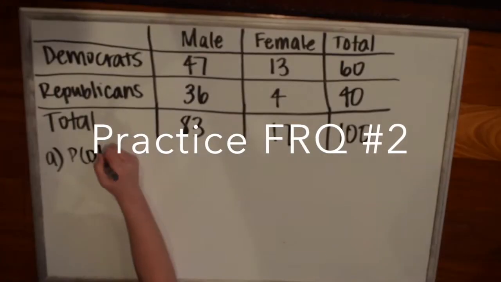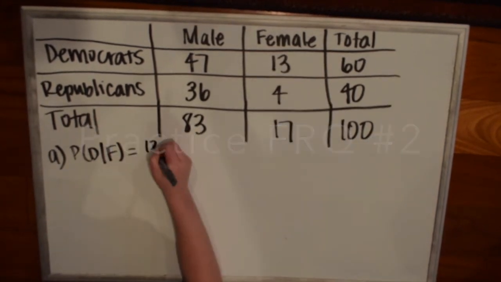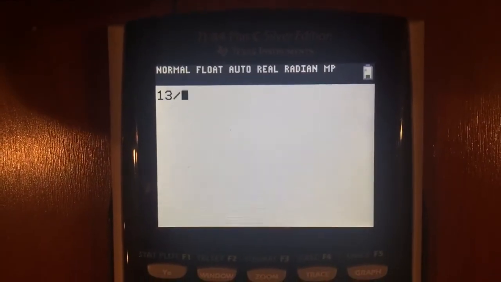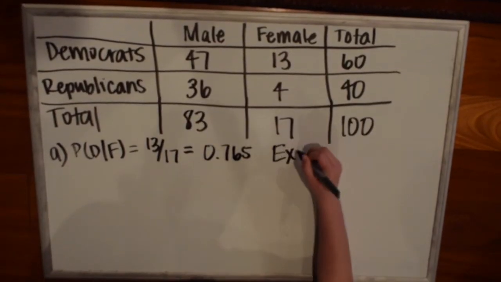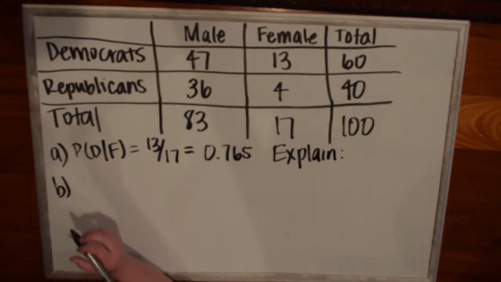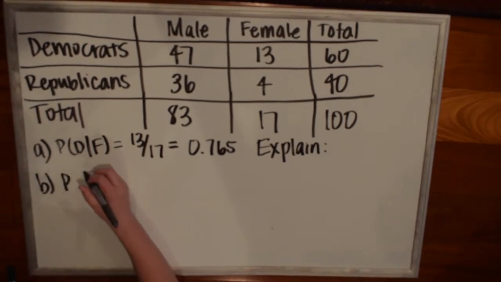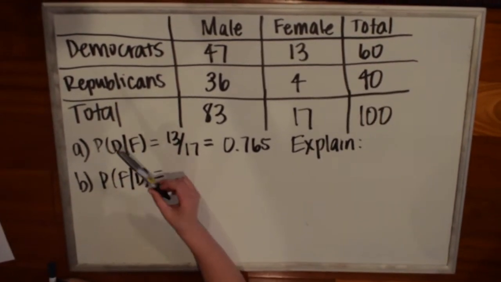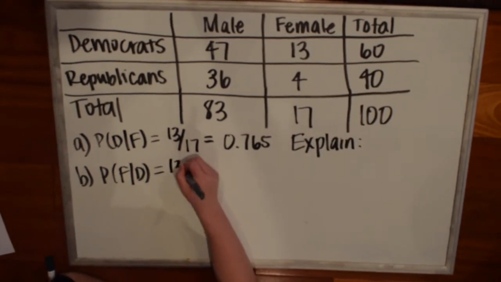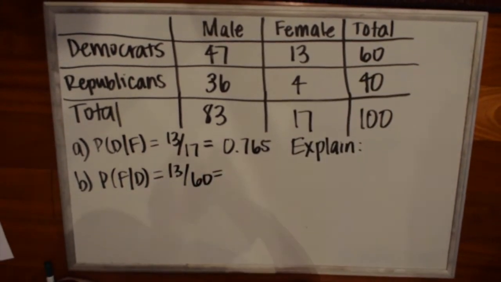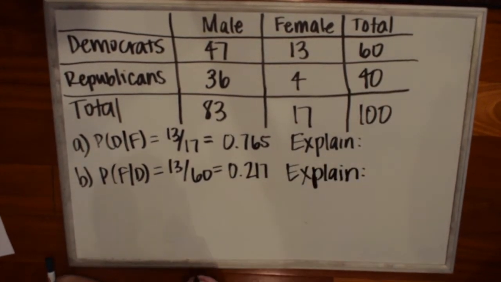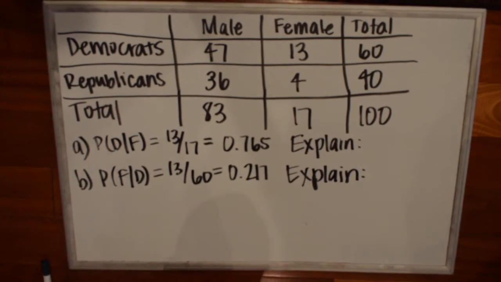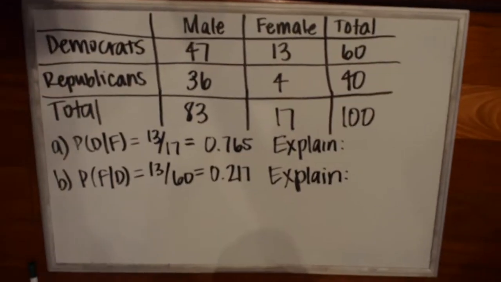Practice FRQ number 2. If we want to find the probability that someone is a Democrat given that they're female, we do 13 divided by 17, which equals 0.765. This is because out of the 17 females, 13 of them are Democrats. For part B, we want to find the probability that someone is a female given that they are a Democrat. For this, we do 13 divided by 60, which equals 0.217. This is because of the 60 total Democrats, 13 of them are female.